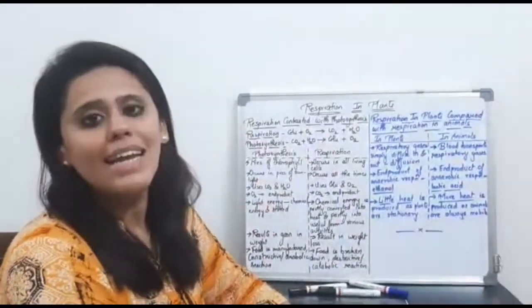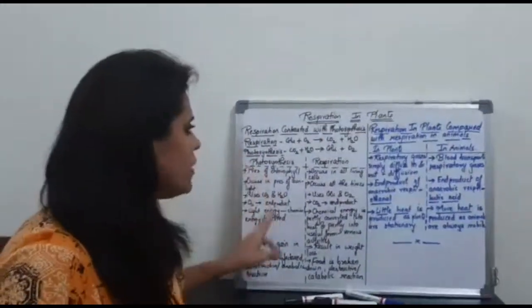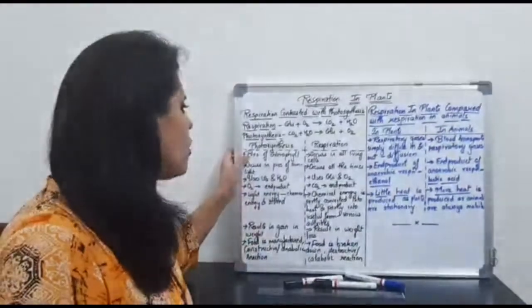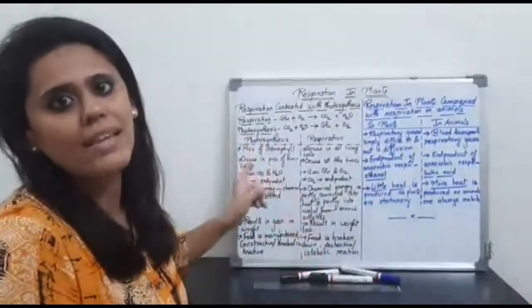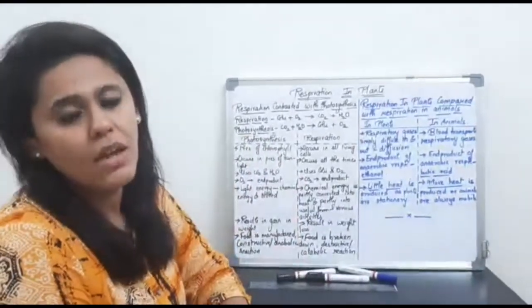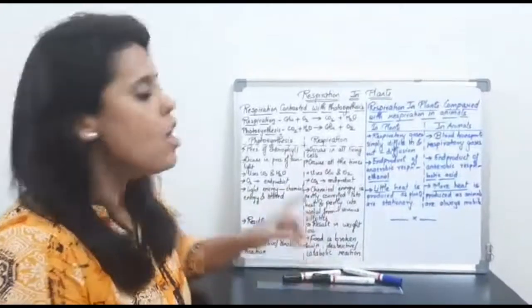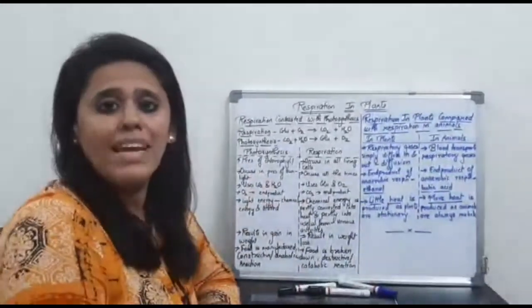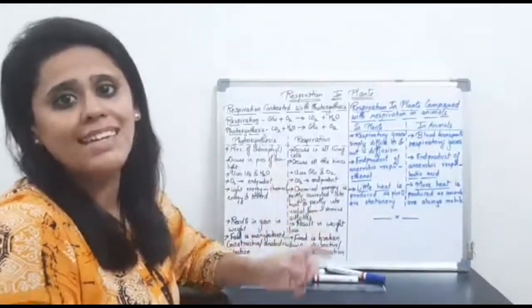Okay. Now, let us elaborate a few important points of difference between photosynthesis and respiration. As we all know, photosynthesis occurs only in those cells where the chlorophyll pigment is present, whereas respiration occurs in all the living cells. Photosynthesis occurs in the presence of light. Now, my dear students, please mention that it occurs in the presence of sunlight.